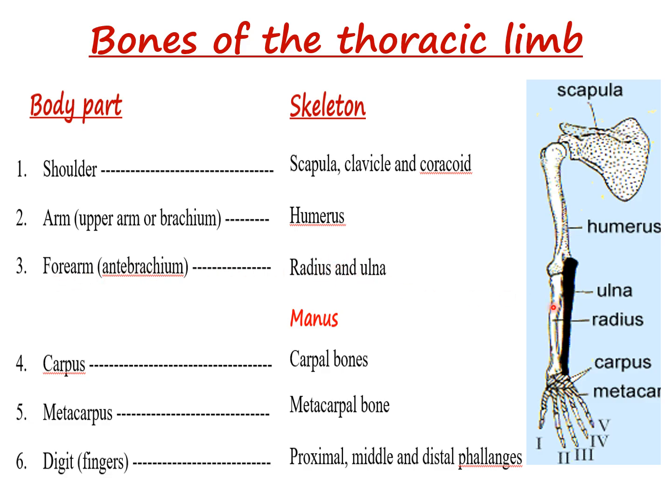So we have the radius here, we have the ulna. These two bones form the antebrachium or the forearm. Now coming down here, we have the manus. The manus is made up of the carpal bones, the metacarpal bones, and the digits, which is equivalent to the wrist in man. It is formed by the carpal bones.